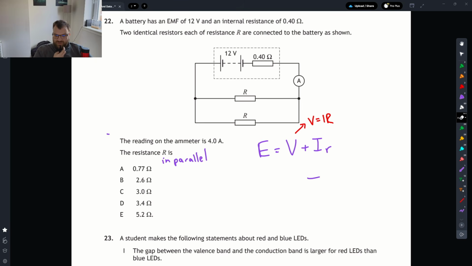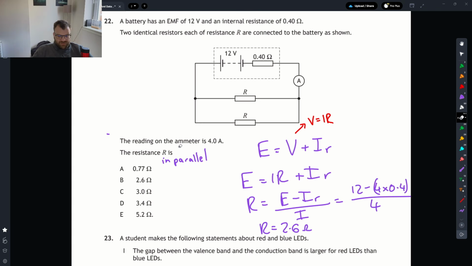How does that help us then? Well, can we then sub that in? So the EMF is going to equal IR plus the lost volts, so I times internal resistance. And we know them. Oh, we're trying to work out R. That's how it's going to help. Then rearrange it for R. Well, R is going to be the EMF, take away the lost volts, divided by the current. The EMF is 12, so 12 take away 0.4 times 4, all over 4 is what we get there. And then the resistance is 2.6 ohms. Now, oh look, that's answer B.